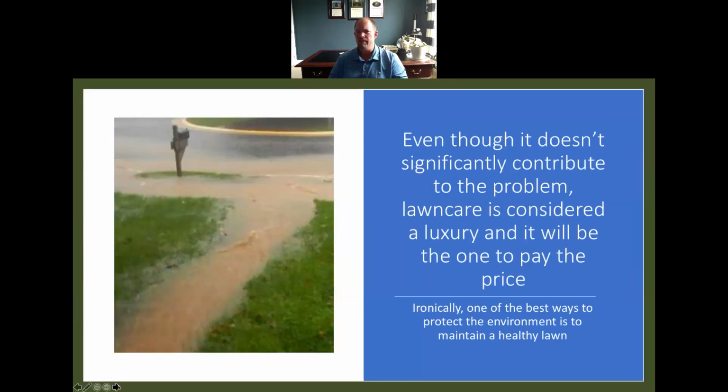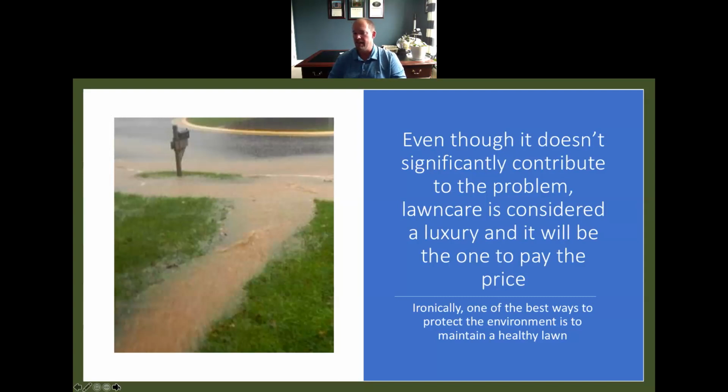So even though it doesn't significantly contribute to the problem, lawn care is considered a luxury, and it will be the one to pay the price. Ironically, one of the best ways to protect the environment is to maintain a healthy lawn. But the problem is you don't see farmers throwing up billboards along the Ohio Turnpike advertising the fact that they're contributing to the phosphorus problem, or that they're putting a ton of nutrients down. They're not advertising what they're doing.